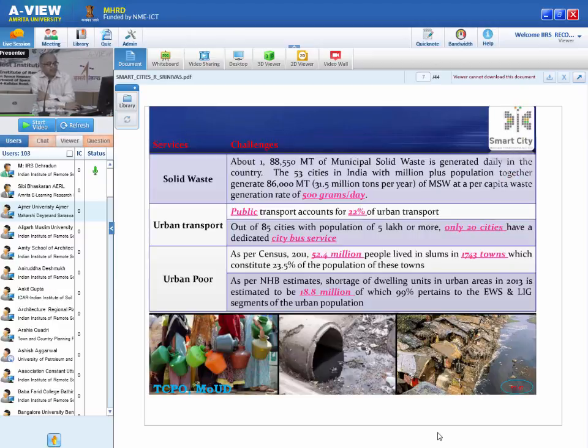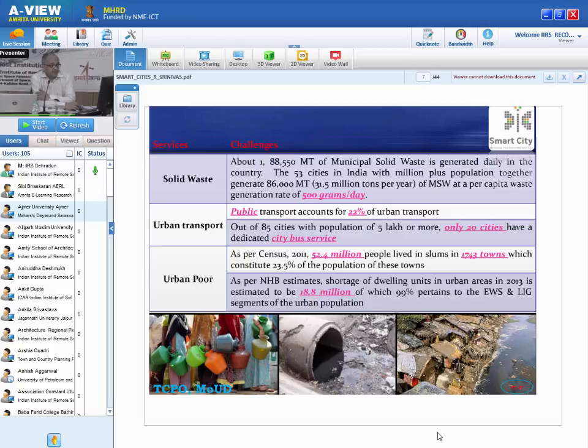Now, the same story holds for solid waste. Around 1,88,550 MT of municipal solid waste is generated daily in the country. As per 2011, we have 53 cities with more than 1 million population. Together they generate 86,000 metric tons, around 31.5 million tons per year.